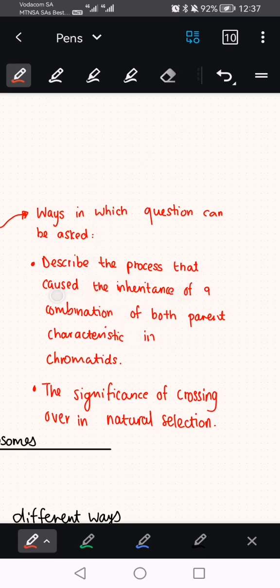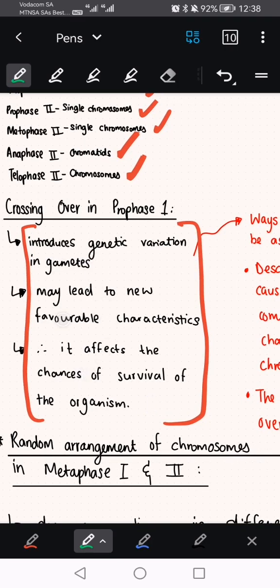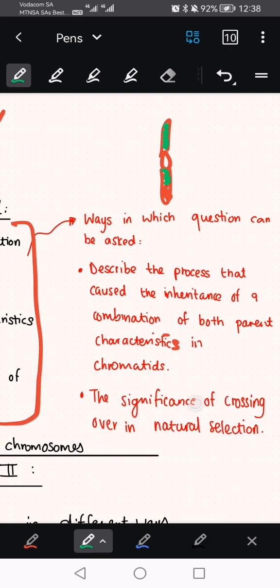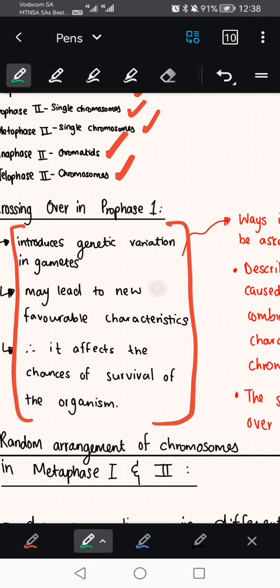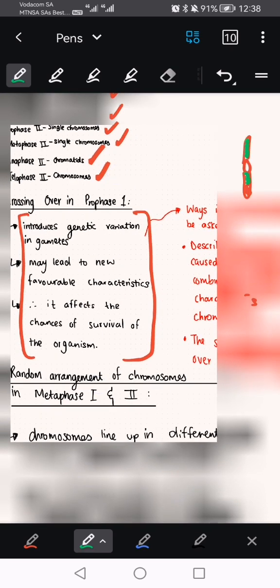Describe the process that caused the inheritance of a combination of both parent characteristics in the chromatids. What is this question asking? They're asking for the process that caused a chromatid to have some information from the father, but also some information from the mother. And the only thing that could have caused that is crossing over, the swapping of genes, and this would be your answer for that. If they ask you the significance of crossing over in natural selection, this would also be your answer. That is your answer. Right?